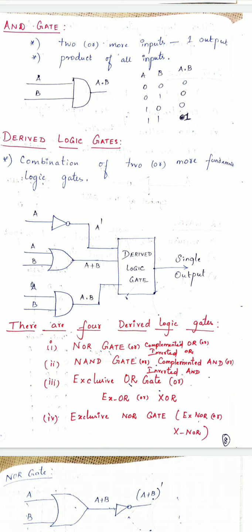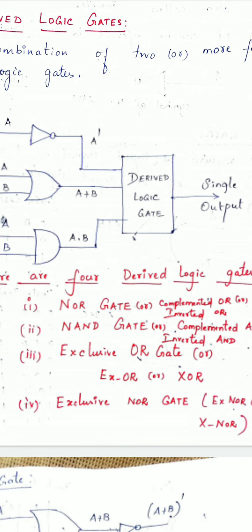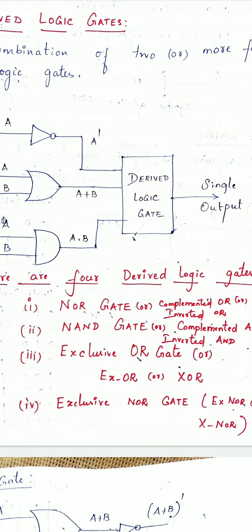So there are 4 derived logic gates we are going to learn today: NOR gate, NAND gate, exclusive OR gate, exclusive NOR gate. So first I am telling you the definition for all these gates. It is very easy. Yes, NOR, that is N before R. Here N means negation. That's all. You can call it as complemented OR, inverted OR.